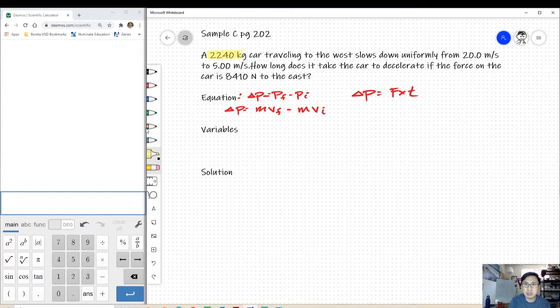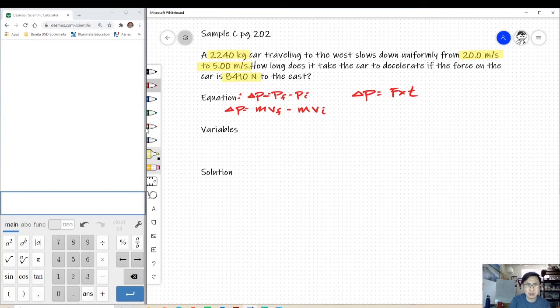A 2,240 kilogram car is traveling west and it slows down from 20 meters a second to 5 meters a second. How long does it take to decelerate if the force is this much?